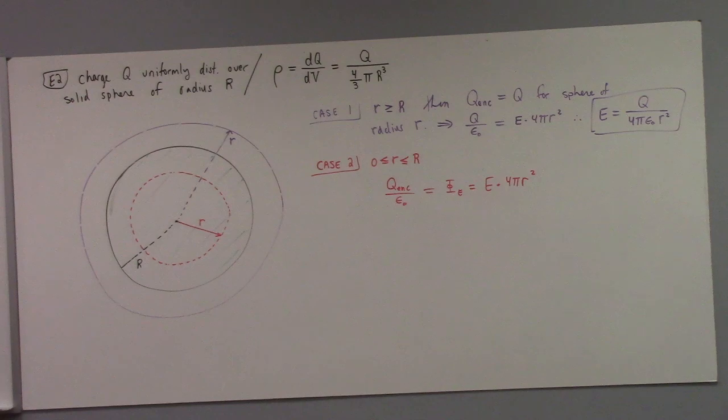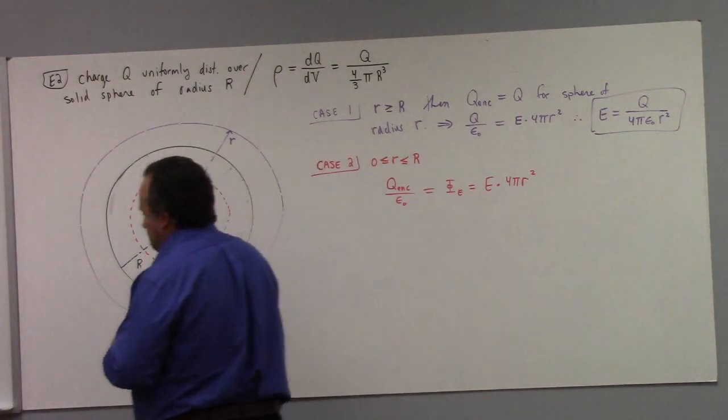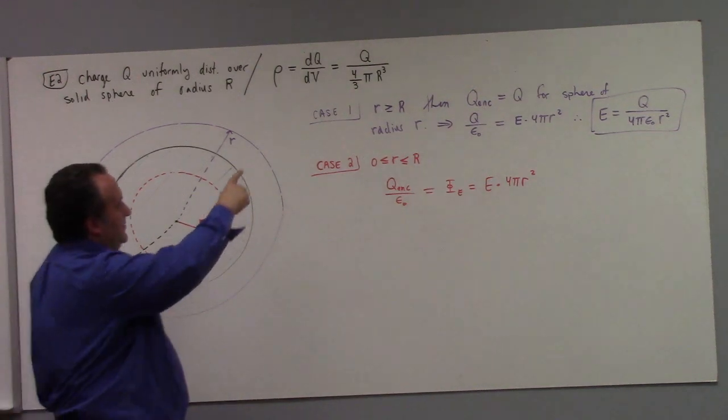What's the charge enclosed? Well, that's now an interesting question, because it's not Q. It's just a portion of Q. How do you find out how much charge is enclosed? If we have a uniform charge density, what we can do is simply take the charge per unit volume times the volume, and that gives me the charge enclosed. So the charge per unit volume is the density.